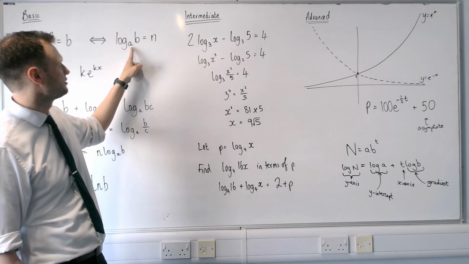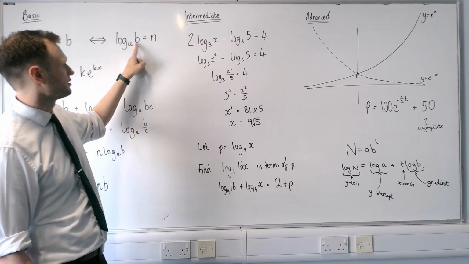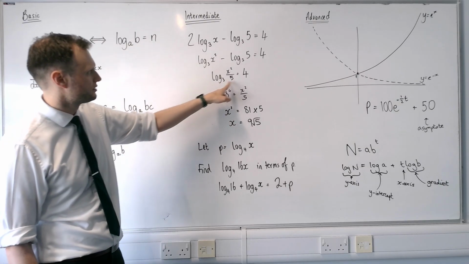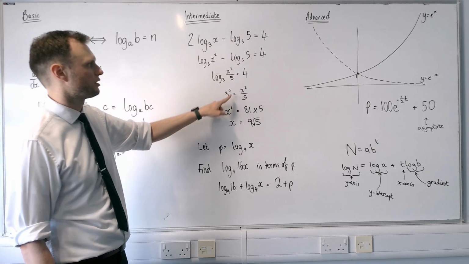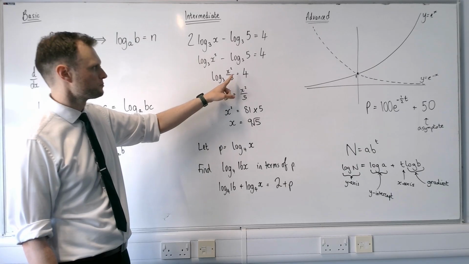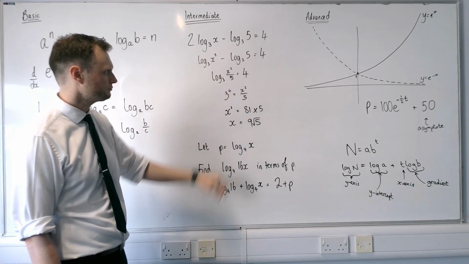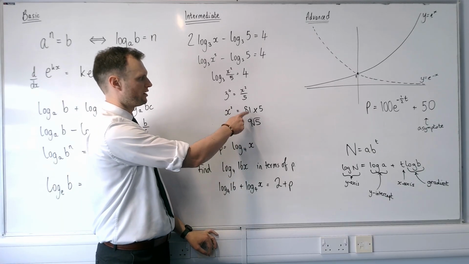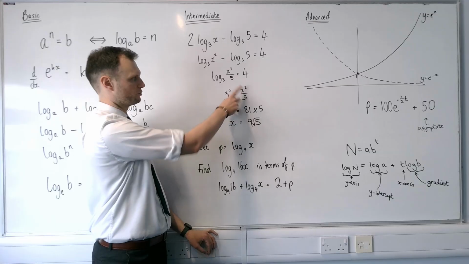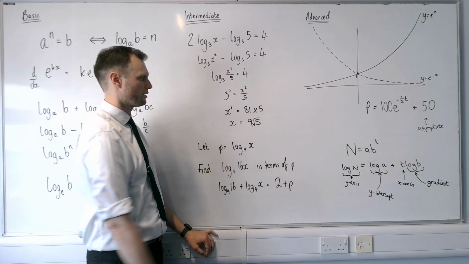Once you've got one log, this is the stuff you need. So this is your base, that's the power, and that's the answer. So 3 to the power of 4 equals x squared over 5. Okay, so get rid of the log at that point. 3 to the power of 4 is 81, so times that by 5, and then that's equal to x squared, square root it, and that'll be your solution.